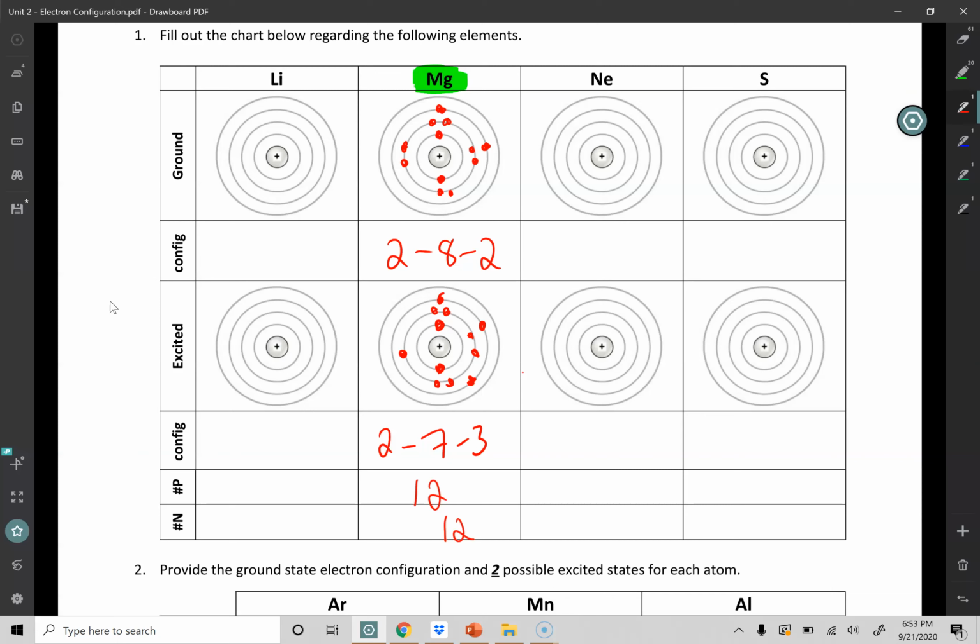That's really all there is to it. There are plenty of other practice problems for you to play around with. Keep in mind there's only one correct ground state for each element. It is on the periodic table. And then you have a multitude of possible excited states. Just make sure that you have the same number of electrons that you do in the ground state, and that you have not put too many electrons in an energy level.